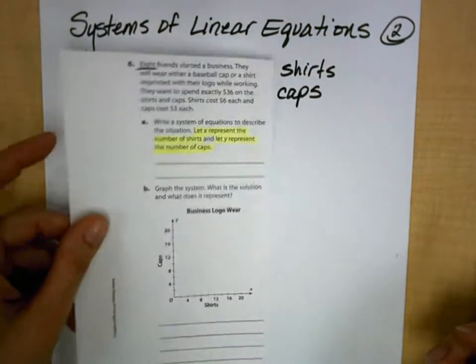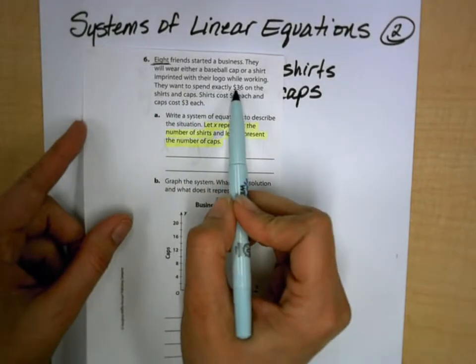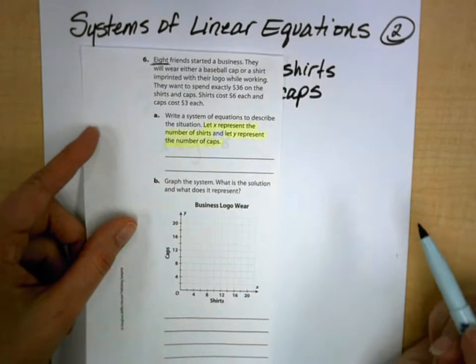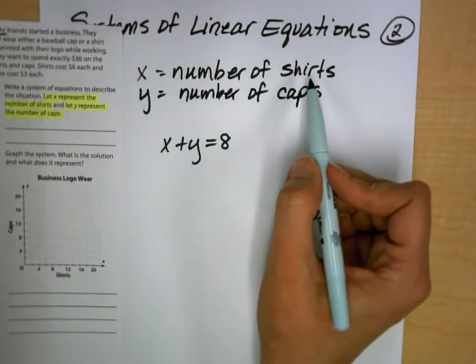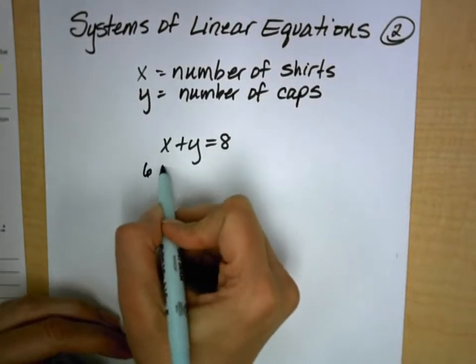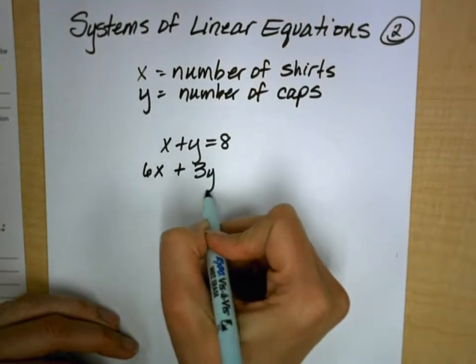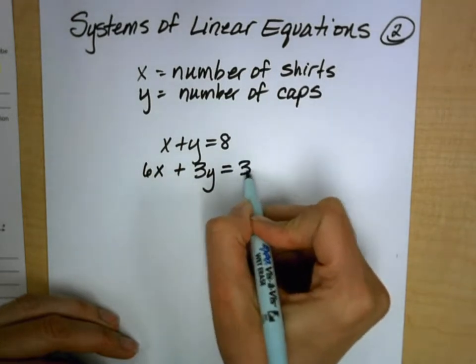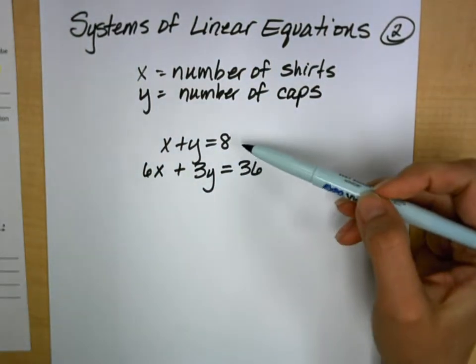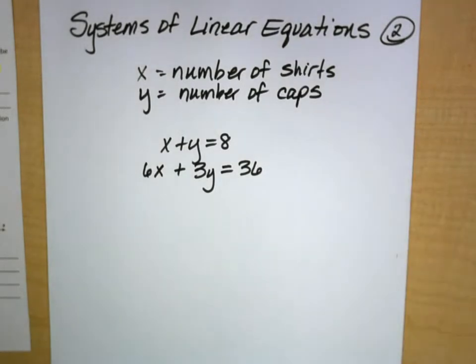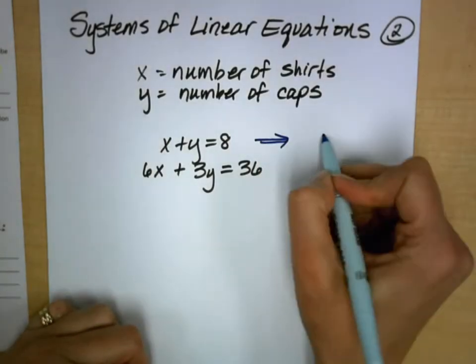Okay? But now we also know from the word problem that they want to spend exactly $36, that shirts are $6, and that caps are $3. So we need a money equation now. So if shirts are $6, we're going to say $6 per shirt plus caps were $3, $3 per cap, and they are only going to spend $36. So we have one equation that represents the quantity of the items, and then another equation that represents the money. Okay? We have to graph these, and similar to the last problem, these are not in slope-intercept form, so let's put them in slope-intercept form.